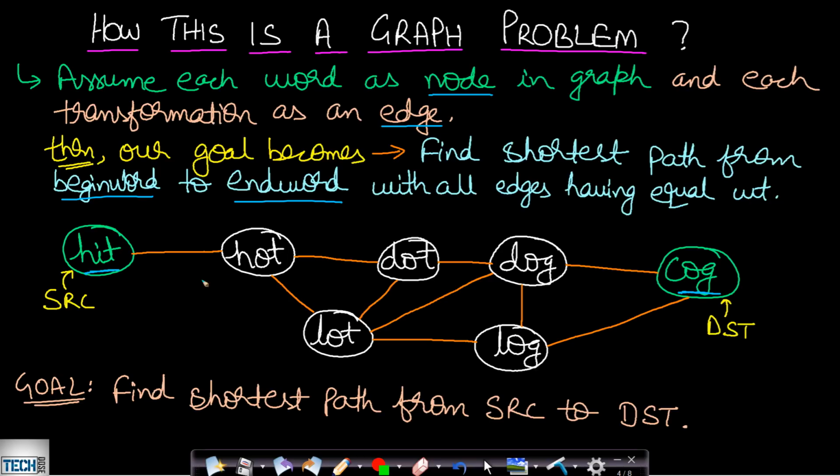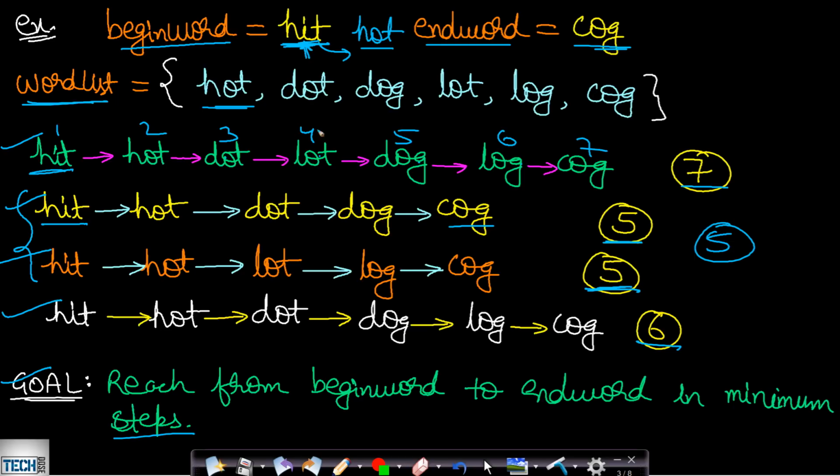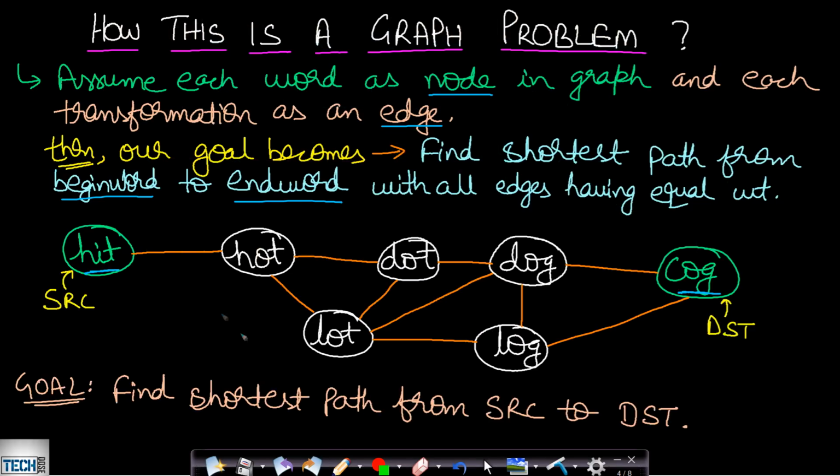So apart from the source node, all the other nodes must be present in the word list. Previously I had shown that we have these 6 words in the word list. So there are 6 nodes apart from this word hit, which is forming the nodes. Now from hit you want to reach this cog, and each and every edge weight is the same.